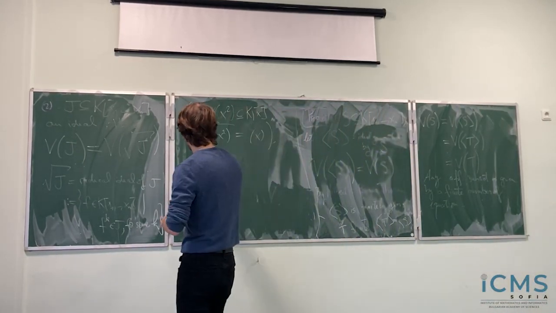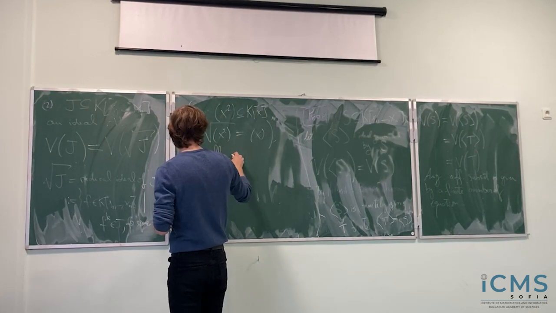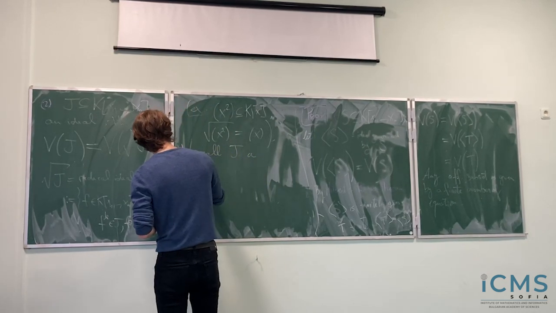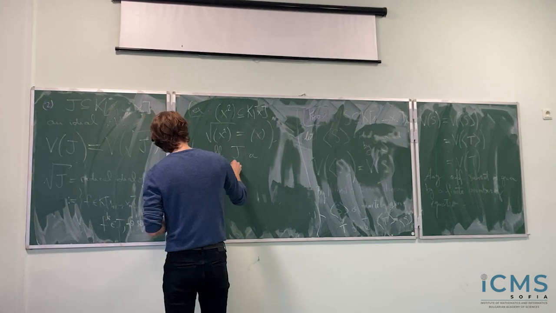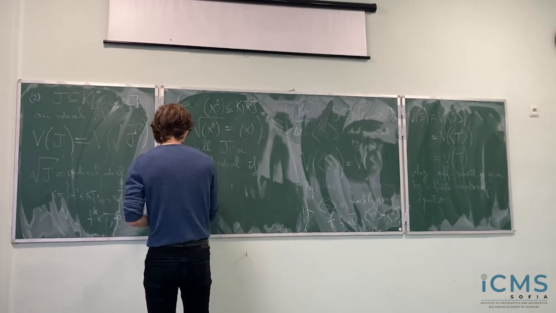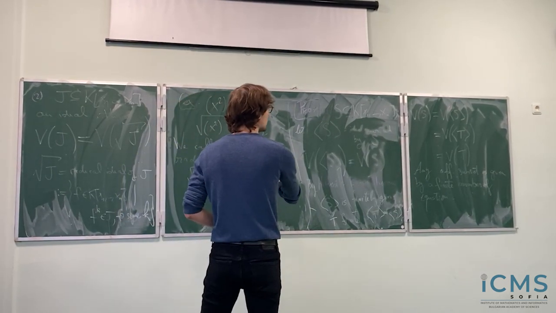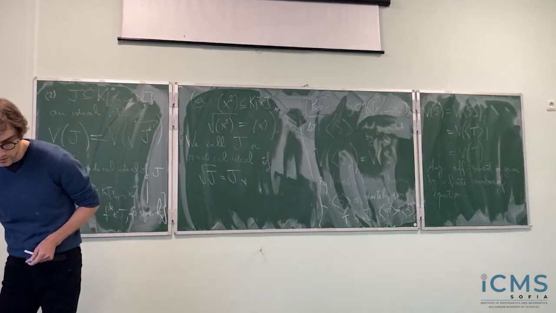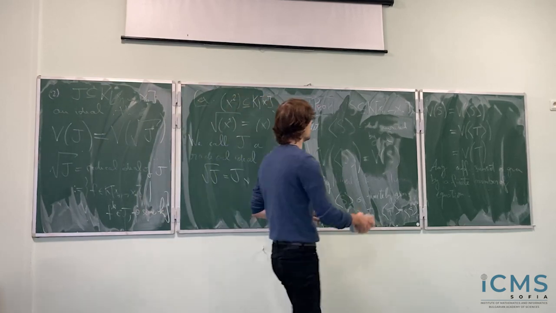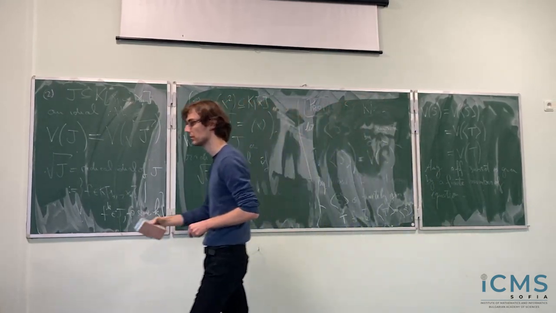And we will call J a radical ideal if it is equal to its radical. And they will become very interesting once we establish the connection between varieties and ideals. Okay.